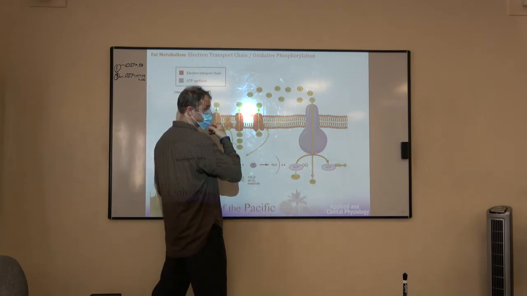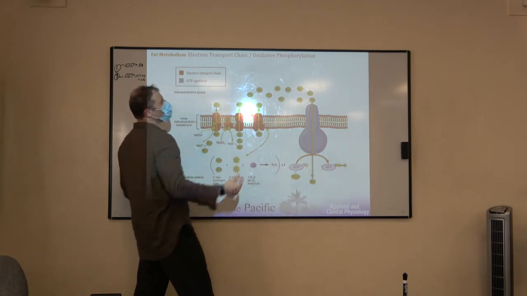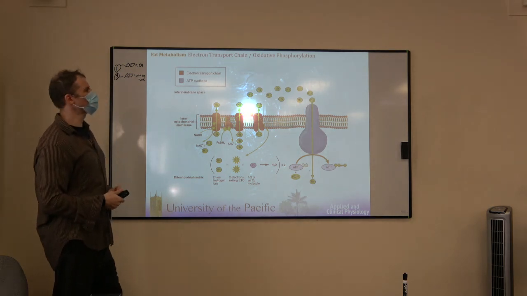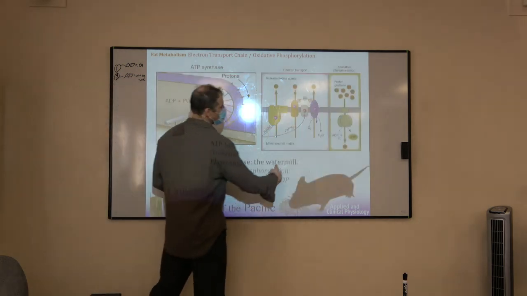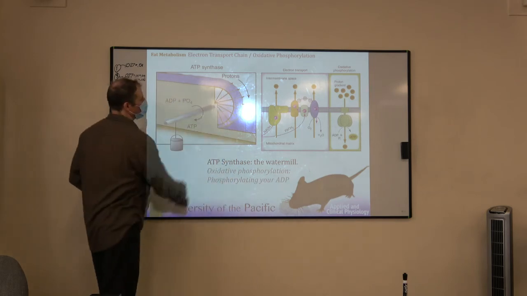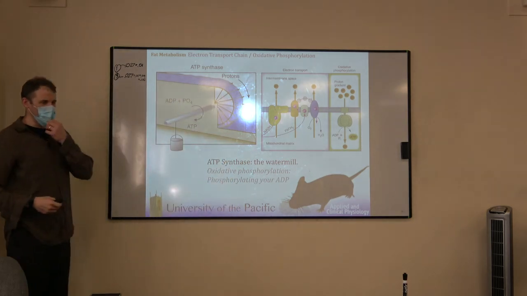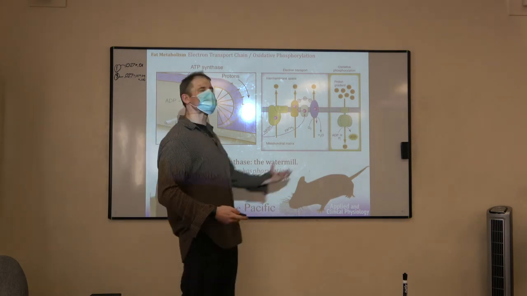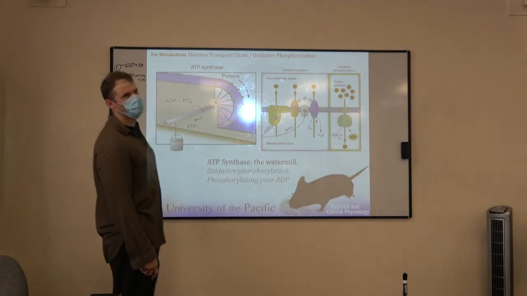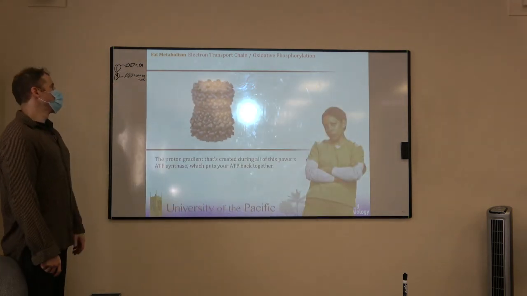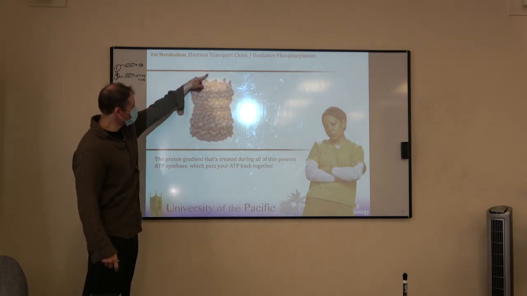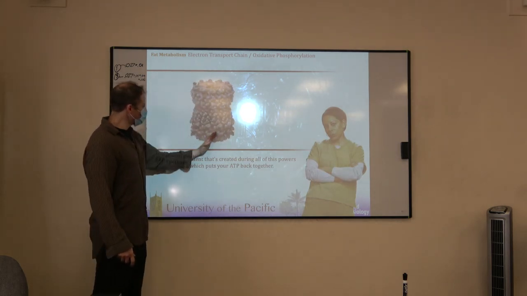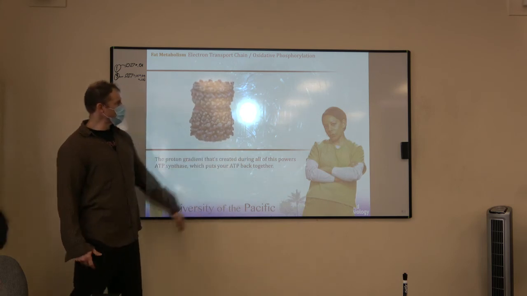Where would it leak through? I don't know the exact site of leakage. But the way it pumps those, just think of a mill, like a wind turbine or a water mill. That's how ATP synthase is powered to reassemble our ATP. So this is your ATP synthase, right? The hydrogen ions are coming through, and that's powering it to create your ATP.